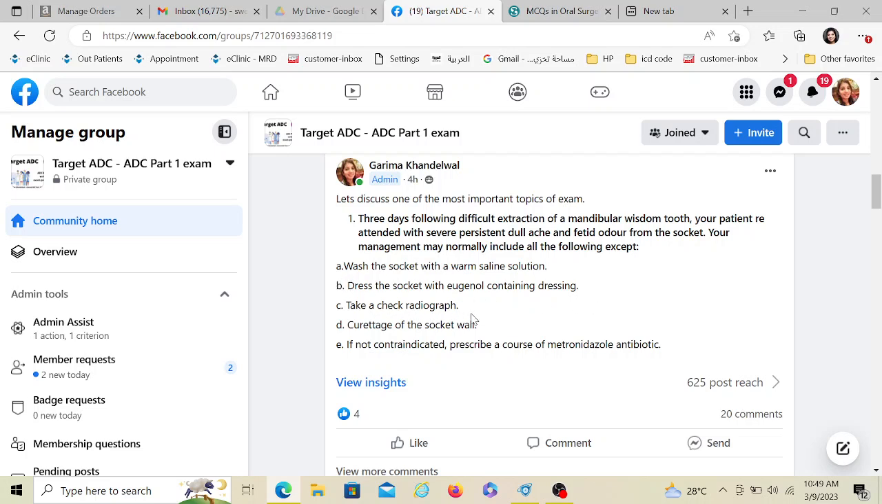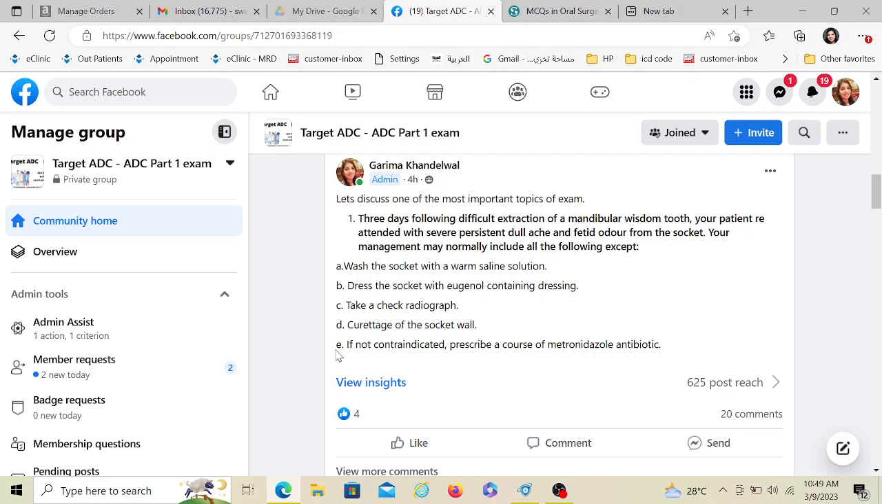Take a check radiograph. You want to just make sure that nothing else is stuck inside, no root pieces left, no bony fragment is lying loose in the socket that you can't see. So it's doable.